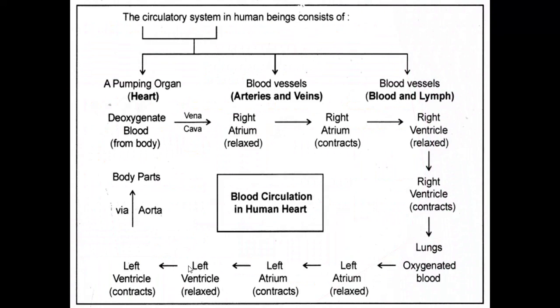Now here you can see the flow chart which explains the circulatory system in human beings. We have seen that the circulatory system in human beings consists of a pumping organ, that is the heart, blood vessels, that is arteries and veins, and blood and lymph.